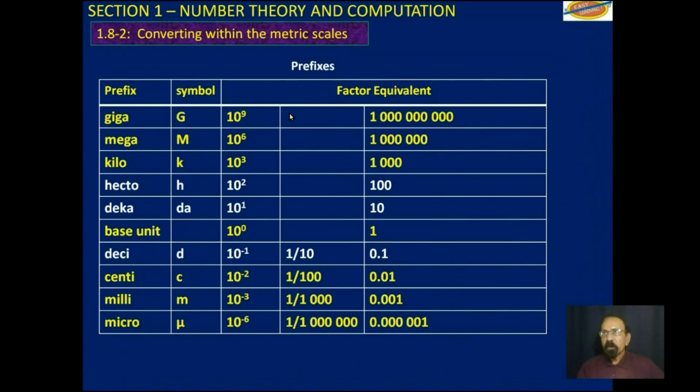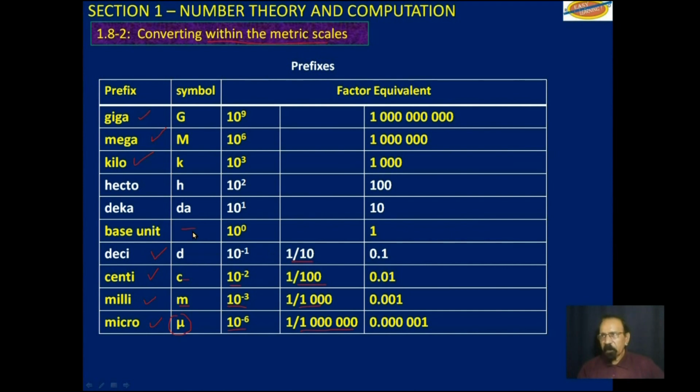So let's get back to our converting within metric scales. The ones in yellow are the more important ones that you really need to learn. Micro, which is this, is 10 to the negative 6, which is 1 millionth. Milli is 10 to the negative 3, which is 1 thousandth. Centi is 10 to the negative 2, which is 1 hundredth. Deci, you may learn that for math, but it is hardly ever used, but it is 1/10.